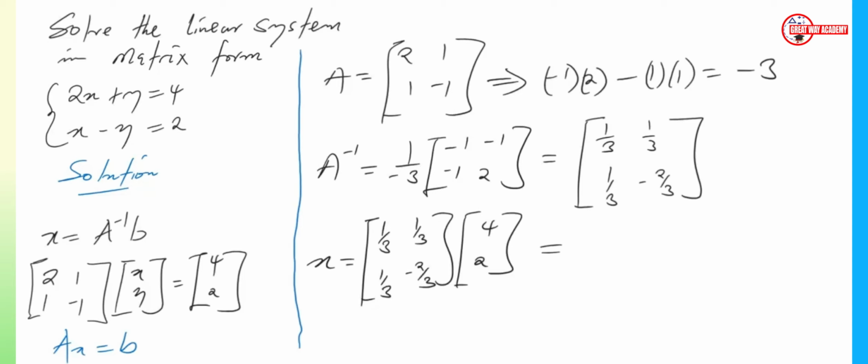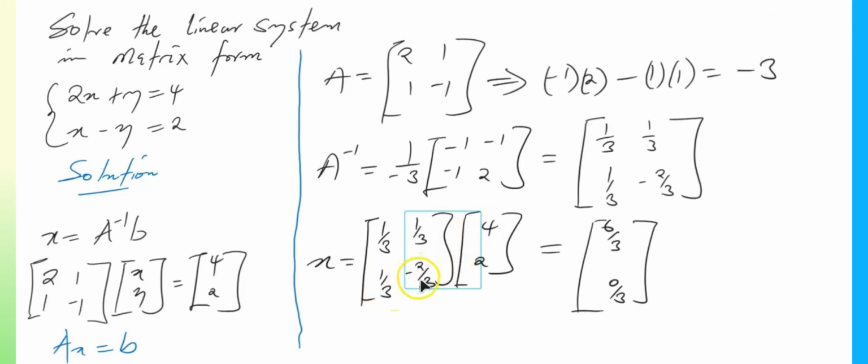this will give us 6 over 3. We also have 0 over 3. What is happening here is we are multiplying 1/3 by 4 plus 1/3 by 2. Again, we have 1/3 by 4, negative 2 over 3 by 2. We get this, and this will result in 2 and a 0 here.